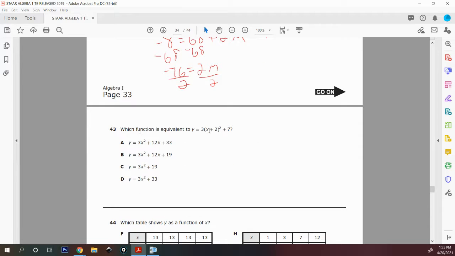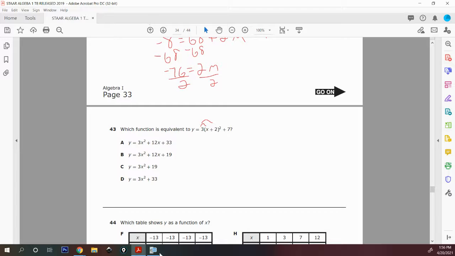Okay, which function is equivalent? Again, equivalent, I could store it in x, type this in and type these in. It's going to be faster for me to actually work it out. So we're going to do 3 times x is 3x, 3 times, C, darn it. I got to go in here, but there's a squared, so that's not going to work.